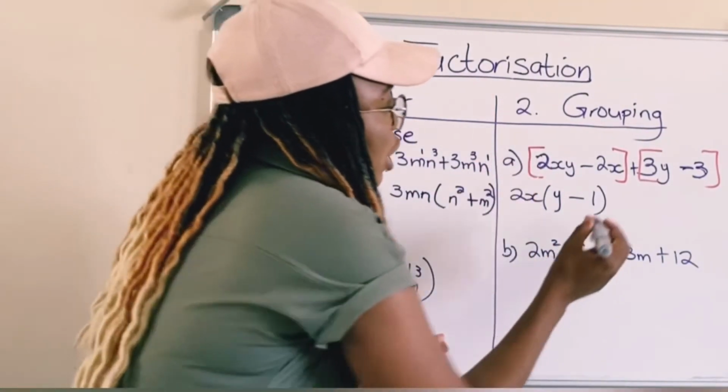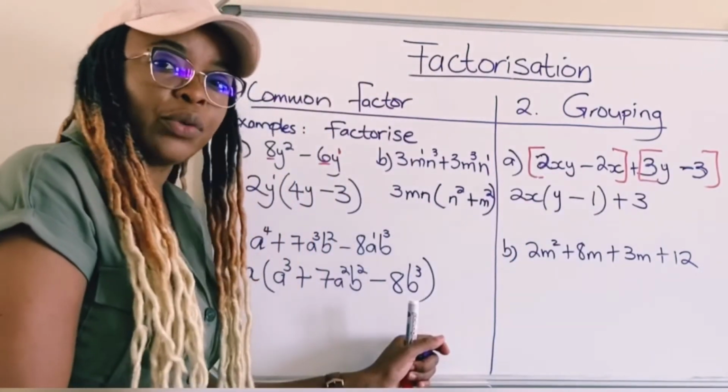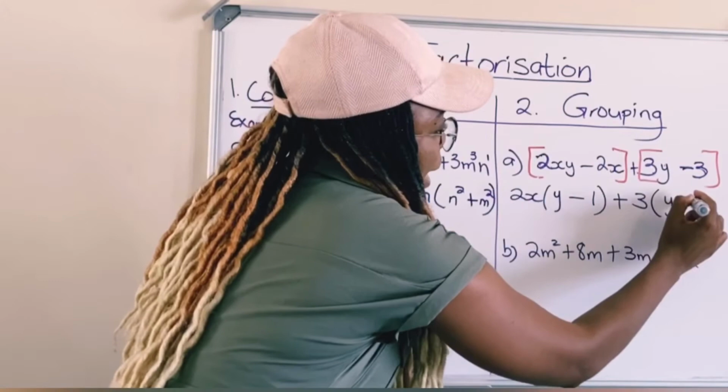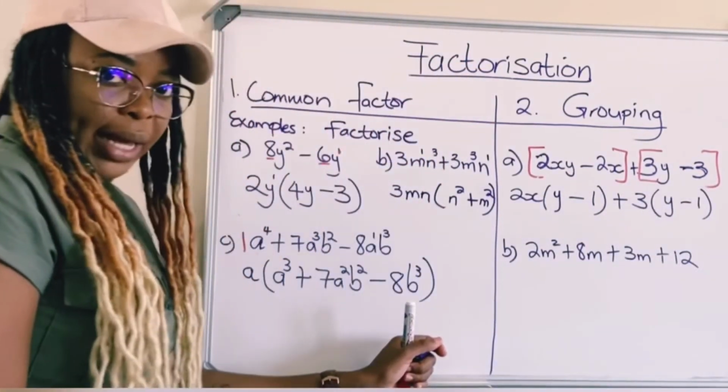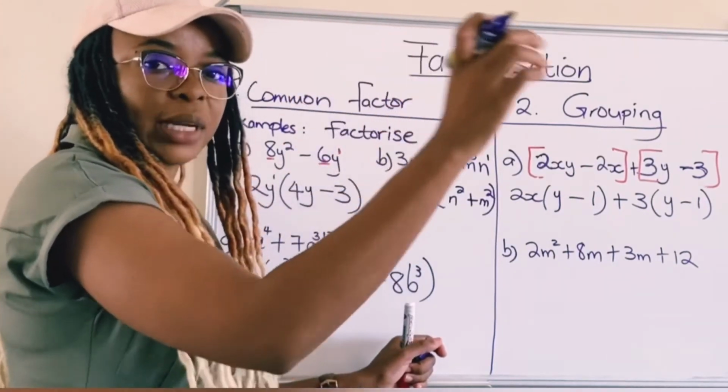Then I move on to the next one. I write down my plus sign. I factor out 3 because it's the highest common factor of 3 and 3. I open my bracket. Here I'm left with y minus 1. And I close my bracket. I have factorized by common factor, but first I needed to group my terms.